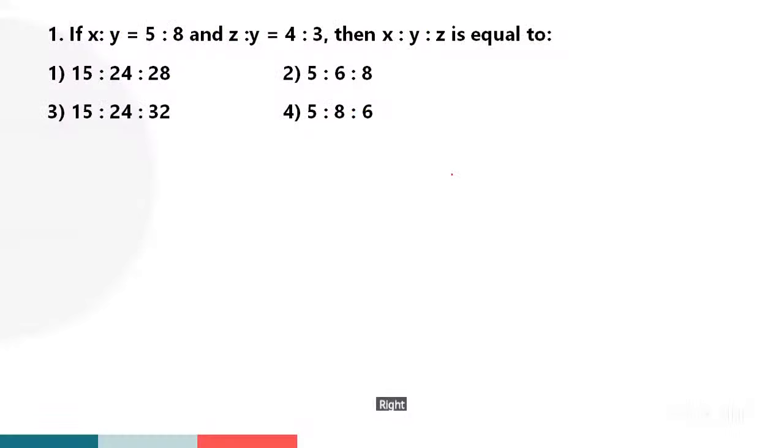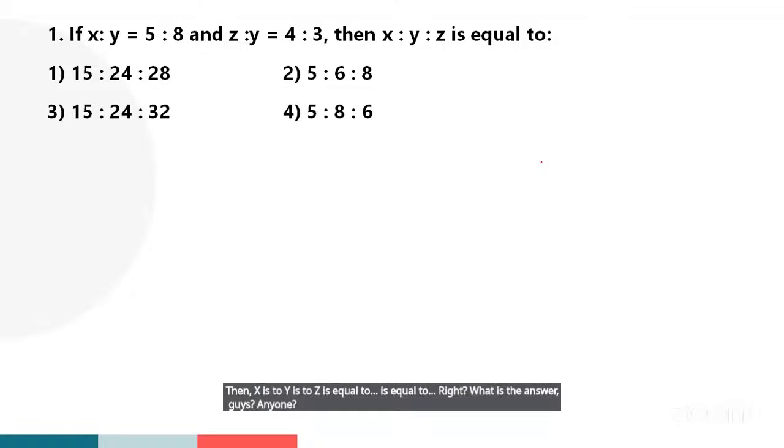రైట్ ఓకే సో ఫస్ట్ ప్రాబ్లం guys here, if x is to y is equal to 5 is to 8 and y is to z is equal to 4 is to 3, then x is to y is to z is equal to? Right. What is the answer, guys? Anyone? Already you know, guys, sir, how to find out the ratios.